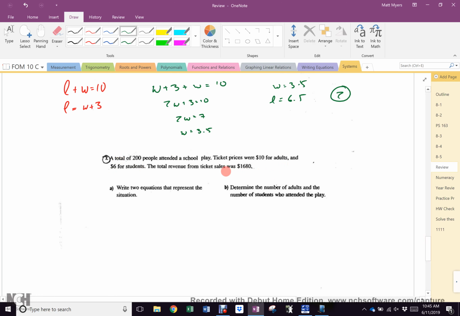Read the question. Tell me what we don't know. Sacho. We don't know how many adults and students went to the show, yes? So I'm going to use A and S, adults and students. Do we know how many people went to the show? Yes. How many? So all the adults that were there plus all the students that were there equals what? 200. What else do we know? Ticket price. 10 for adults, 10 times the amount of adults that were there, plus 6 times the amount of students that were there equals what?